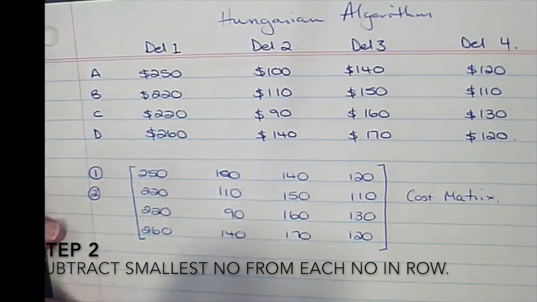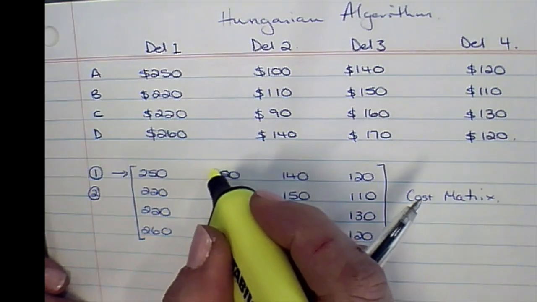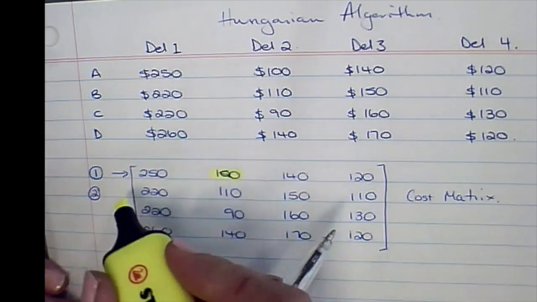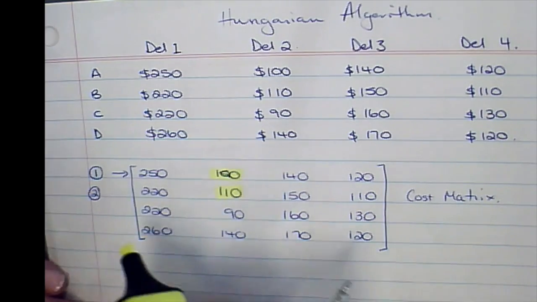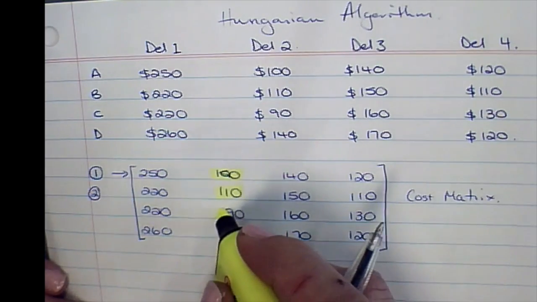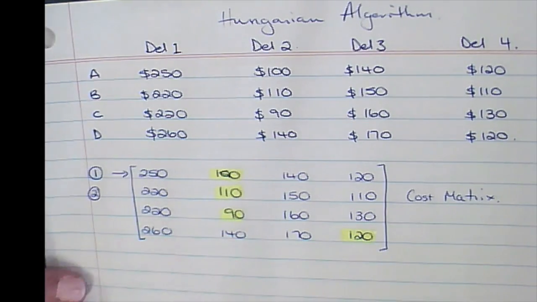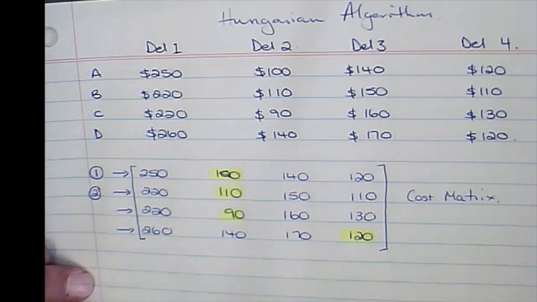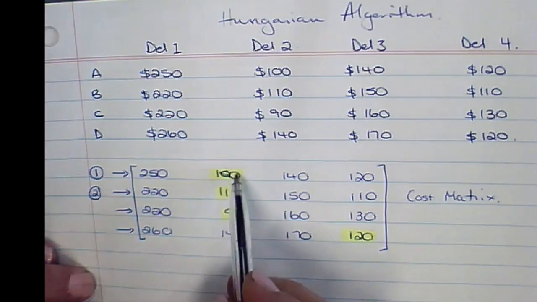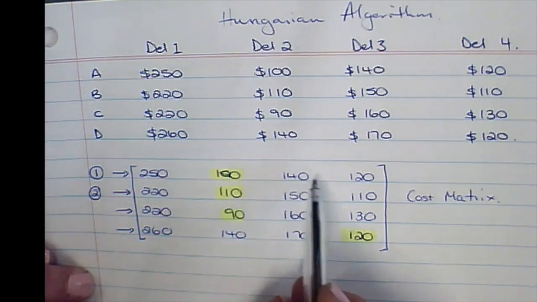is we're going to look in each row. And in each row we're going to identify the smallest number. So that's 100. In this row the smallest number is 110. In this row the smallest number is 90. And in this row it's 120. So we're working in our rows. And what we're now going to do is subtract the smallest number from every number in that row.